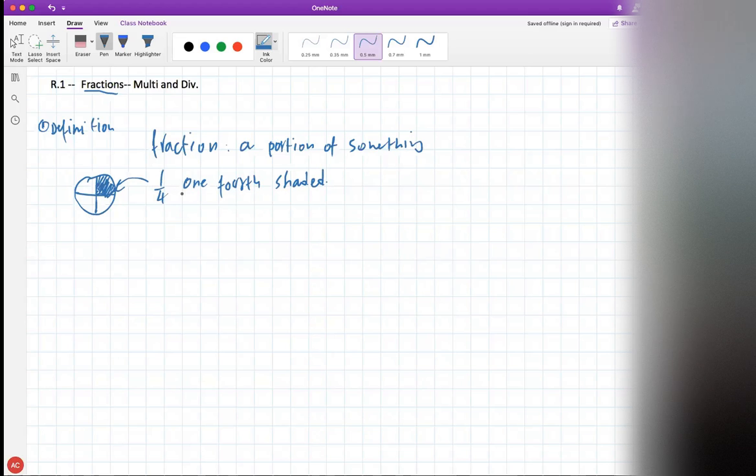If 1/4 is shaded, what is the fraction of the non-shaded part? 3/4. 3/4, that's right. 3 out of a total of 4 pieces is not shaded. So we say 3 out of 4 not shaded.